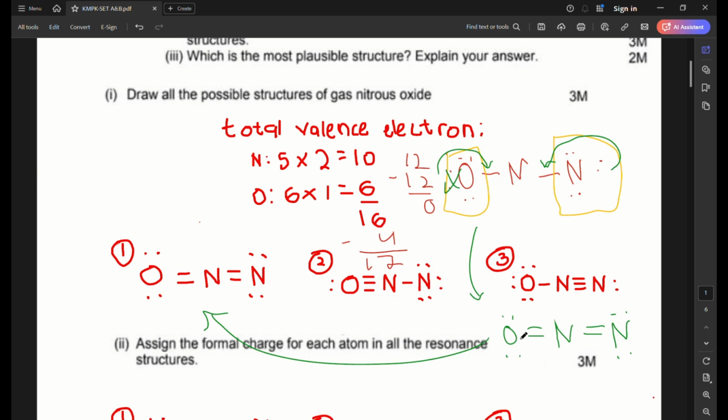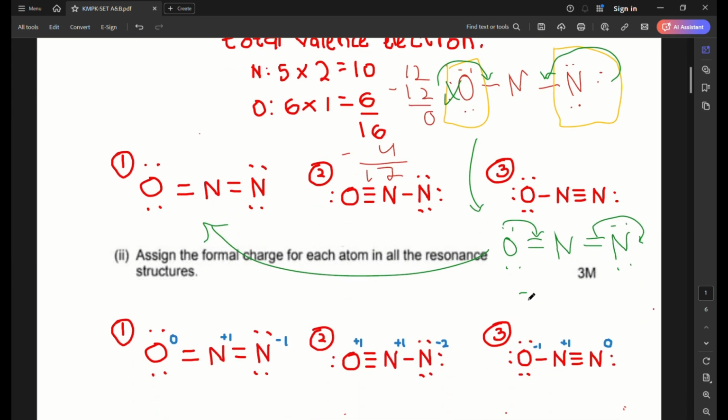Since we can move the lone pair, we can move the lone pair over here to make a bond, and then we can move one lone pair here back to its place. So when we move it, it's going to be O triple bond N, single bond N. Since this one is already moved, we don't have to draw that one. So it's going to be 1 lone pair here, and then since this one is already moved to there, it's going to be 6 here: 1, 2, 3, 4, 5, 6. Hence, we get the structure for number 2.